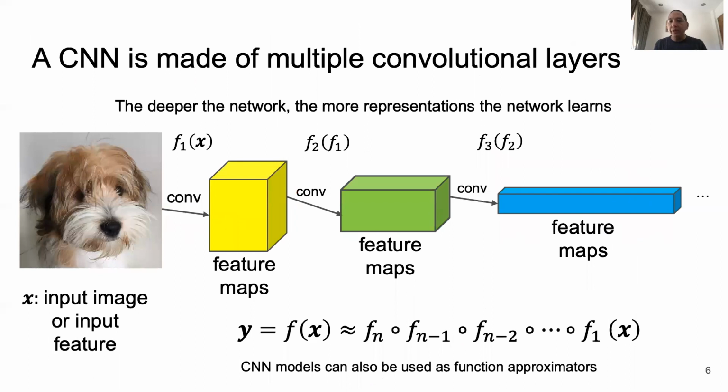Practically, we can treat each convolutional layer as a small function in our function approximator discussion earlier. Similar to MLP, if we connect in cascade multiple layers to form a CNN model, we can use it to approximate a function. Like in MLP, the deeper the network, the more representation it learns. The more complex the function it can approximate.